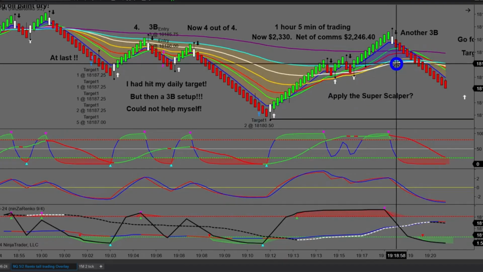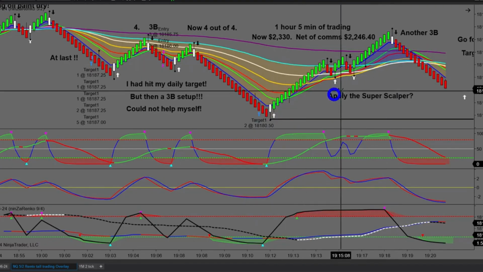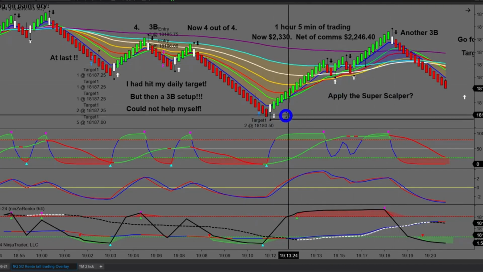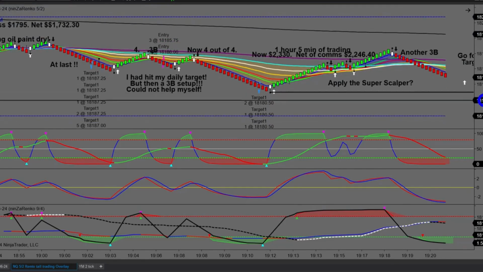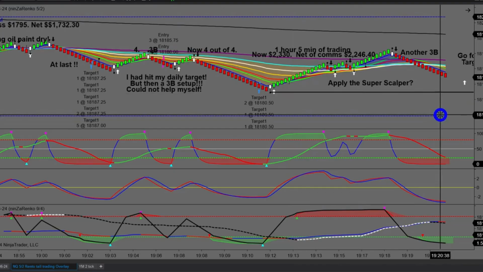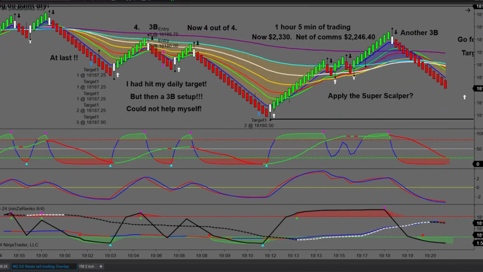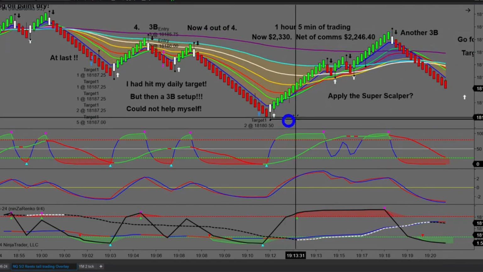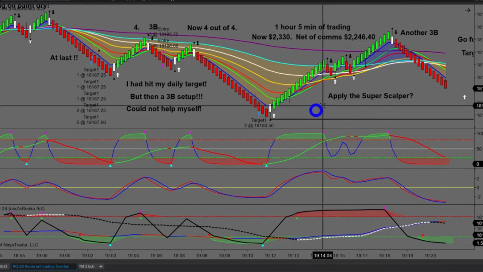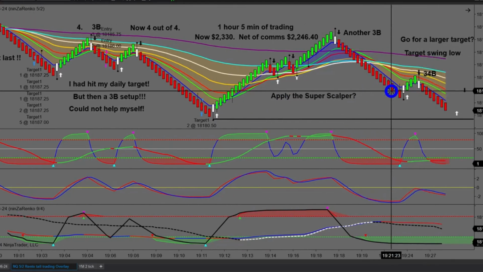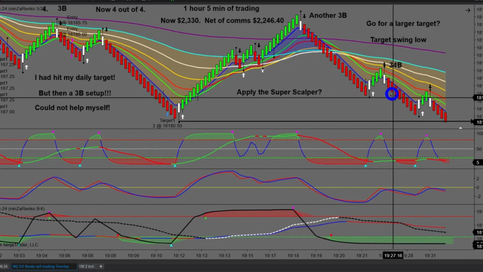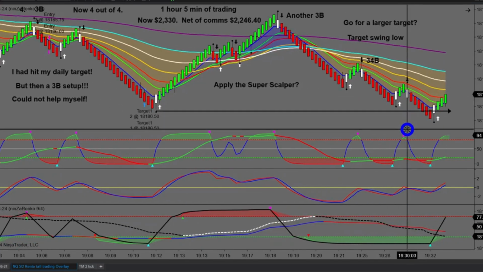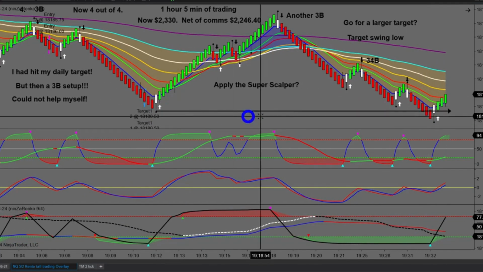Now I had then another 3B. Remember I spoke about targeting swing lows, so remembering that our pivot's way down here still. Okay, so our pivot's way down there, but on the way down you can target these lows, and you'll quite often come down and get a bounce like there. You missed it by 4 ticks, and look at that there. You then hit that swing.